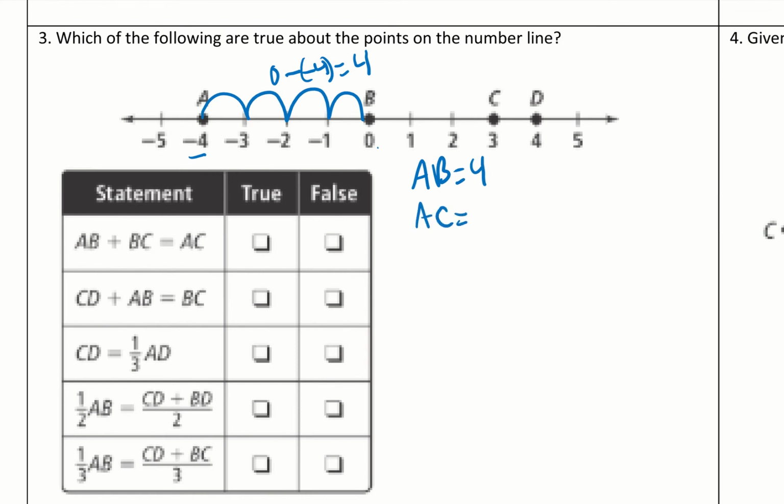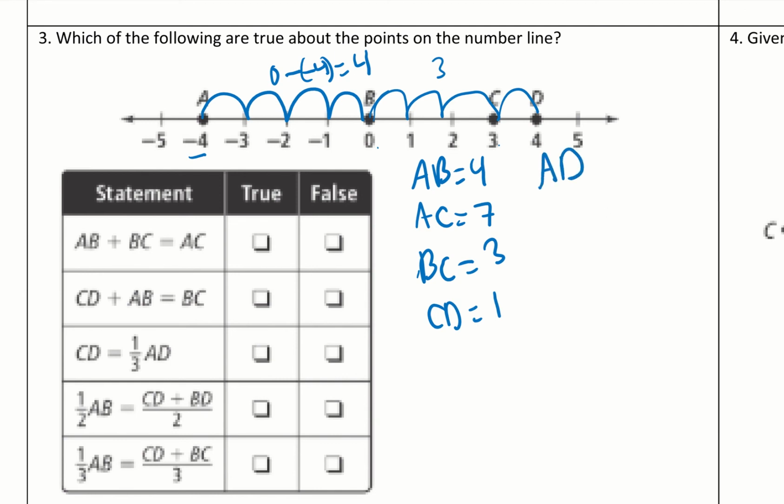If you did AC, for instance, you would have to count the 4 steps here and then an extra 3 steps for a total of 7. Or you could do 3 minus -4. We have AB, we have AC, we do need BC. So BC is 3 here. We do need CD, which is 1. And let's see here, AB, AC, BC. We do need AD, and AD is a total of 4, 3, and 1, which is 8. And I believe that is it. So we got everything that we need.